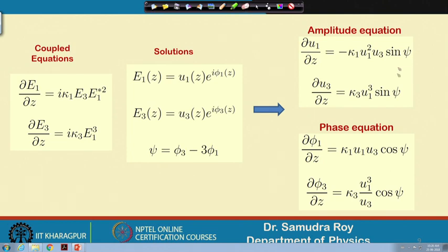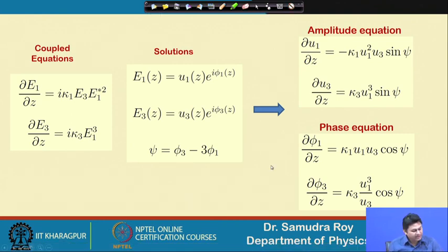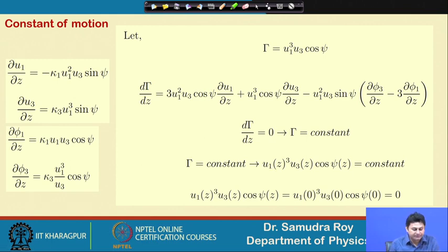Once we have the amplitude equation and phase equation, you may carefully look that there is a quantity psi here. Psi is the phase difference, and the phase difference between these two is defined by phi 3 minus 3 phi 1. It is something like k 3 minus 3 k 1 kind of thing. So, we will have two compact equations, the phase equation and the amplitude equation. The similar kind of treatment we have done in the second harmonic generation, all the details are there.